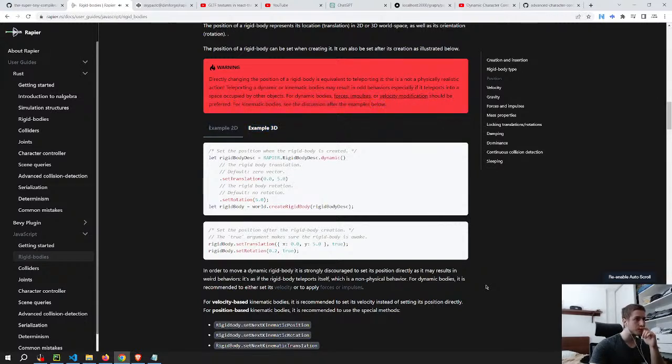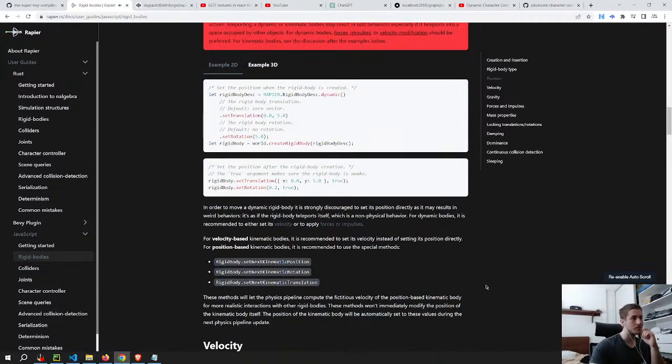Example 2D, example 3D: // the position when a rigid body is created. let rigid_body_desc = RapierRigidBodyDesc.dynamic() // the rigid body translation, default zero vector. In order to move a dynamic rigid body, it is strongly discouraged to set position directly, as it may result in weird behaviors. It is as if the rigid body teleports itself, which is a non-physical behavior. For dynamic bodies, it is recommended to either set its velocity or to apply forces or impulses.